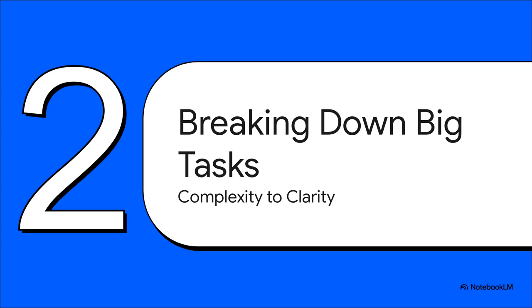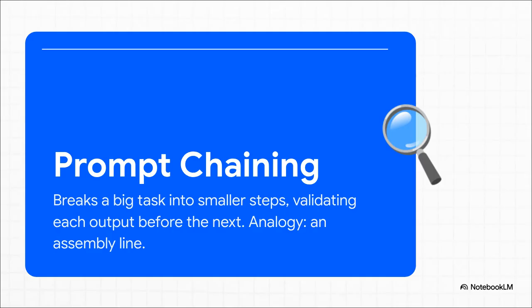Okay, our first challenge is one I'm sure you've run into. How do you get an AI to handle a task that's just too big for one command? You can't just tell it, hey, go reduce customer churn by 20% and expect a miracle. You need a strategy, a way to break that problem down into manageable chunks. And the first pattern for this is called prompt chaining.